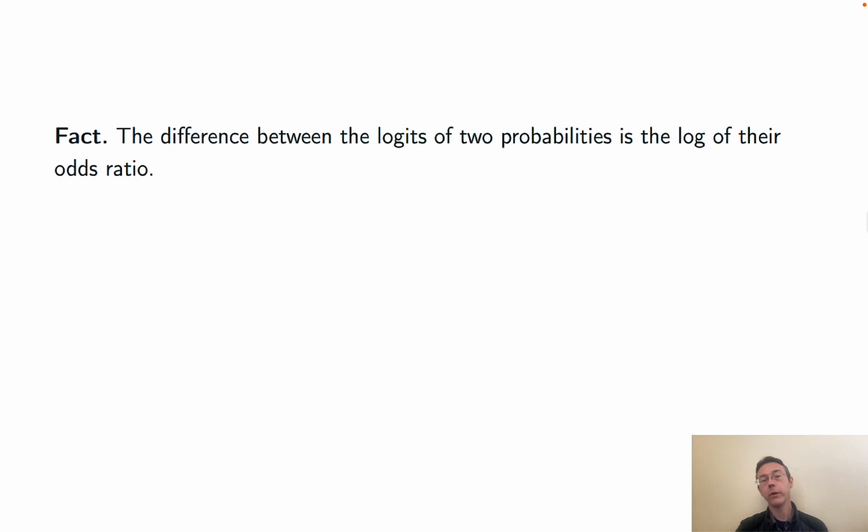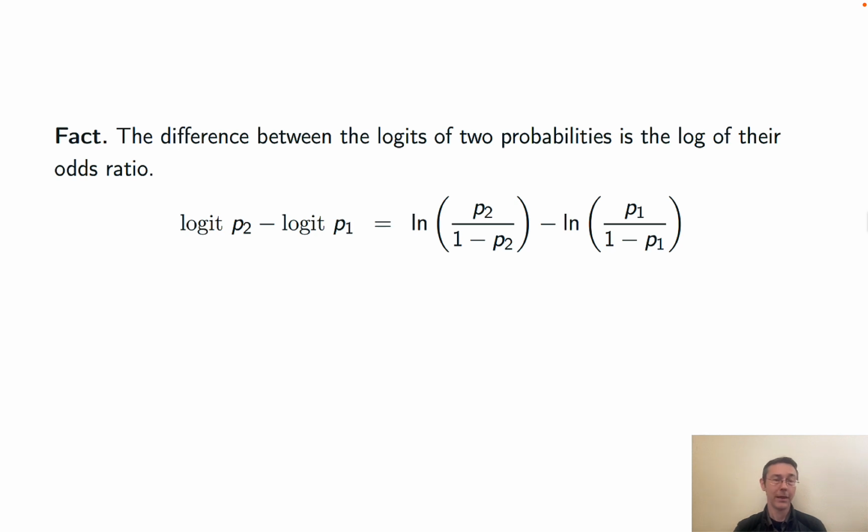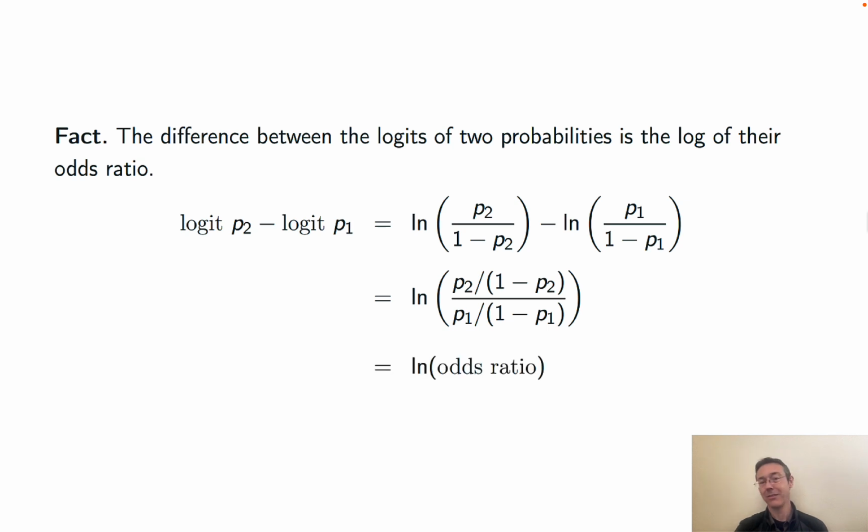One last fact that's sometimes useful both for computation and for interpretation of logits. The difference between the logits of two probabilities is the log of their odds ratio. Here's the math behind that, super fast. On the left-hand side, I've got the difference in the logits. On the right-hand side, I've just put in the definition of logit. Next, I apply a log rule. The difference of two logs is the log of the quotient. And then I just observe that the inside of that logarithm is the odds ratio. The difference between the logits of two probabilities is the log of their odds ratio.